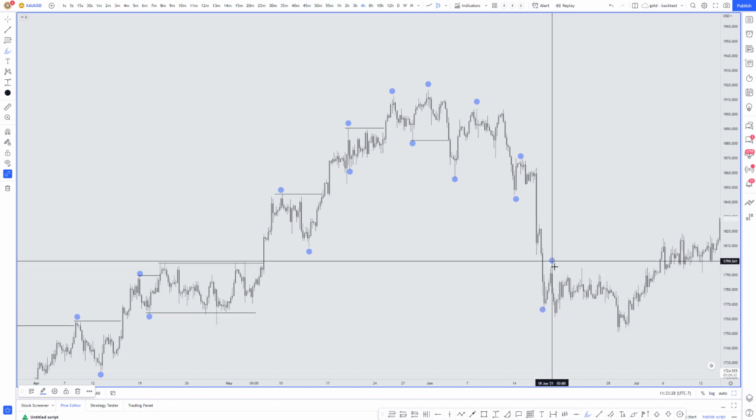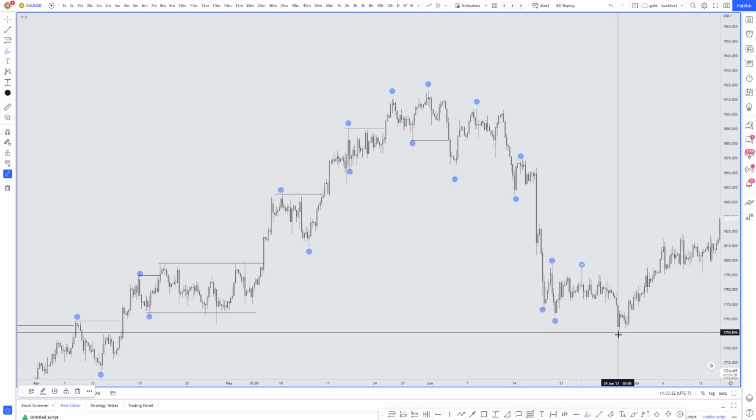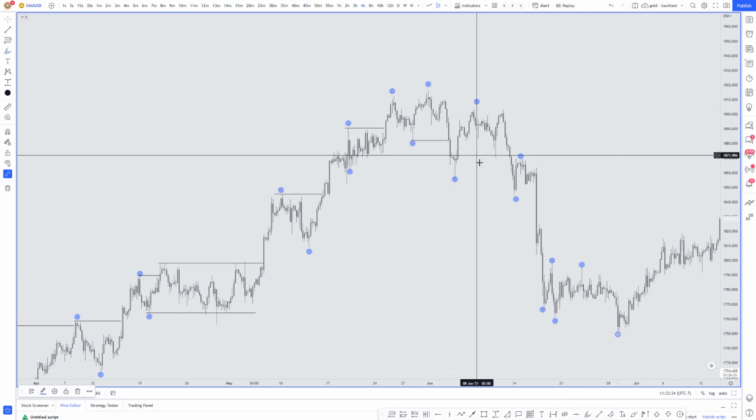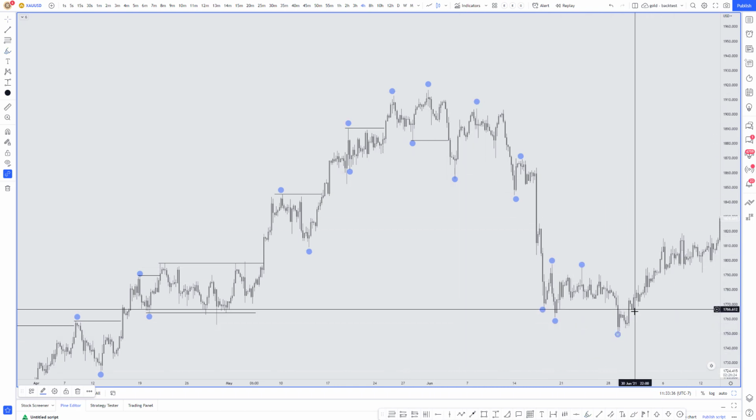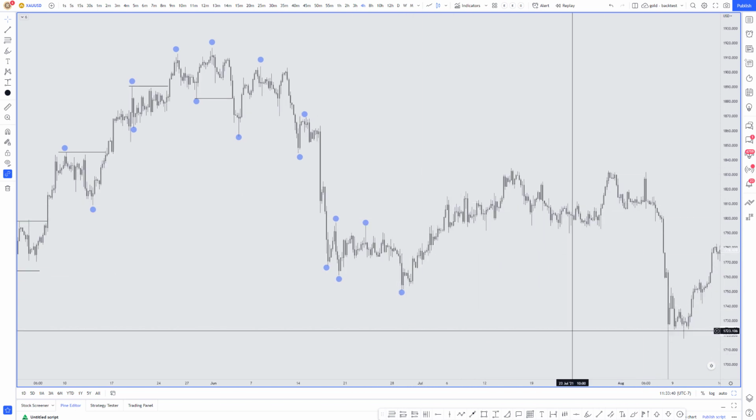And this pullback's likely sufficient. So to me, this is all a bearish trend. So all of June was bearish. July looks like it turned bullish again on us.